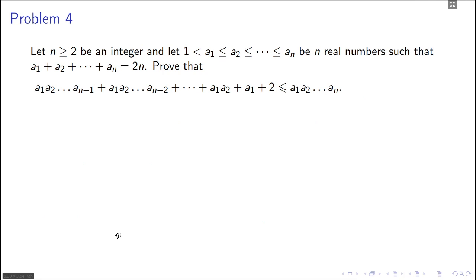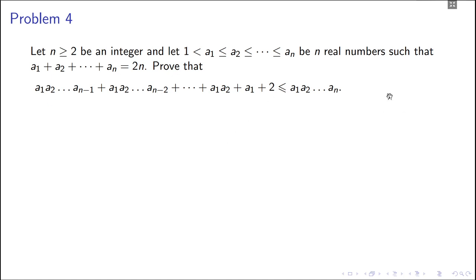Okay, so this is problem 4. This is also a nice one. You're given an integer n greater than or equal to 2, and you are given this sequence of non-decreasing terms, and it's also given that the sum of these terms is equal to 2n. So you have to prove this inequality.